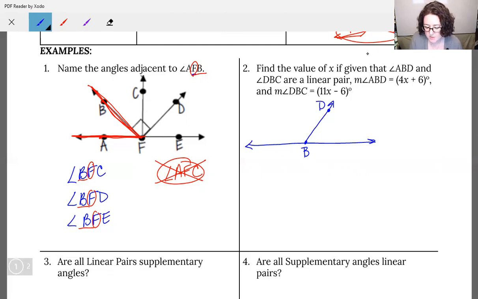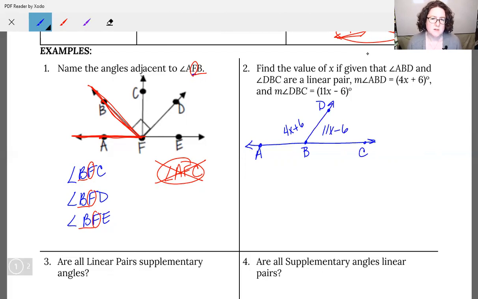So I have angle ABD, okay? So ABD. And I've got angle DBC, so DBC. Now I can label the rest of my information. So the measure of angle ABD is 4x plus 6. So 4x plus 6 for this angle. And then angle DBC is 11x minus 6.